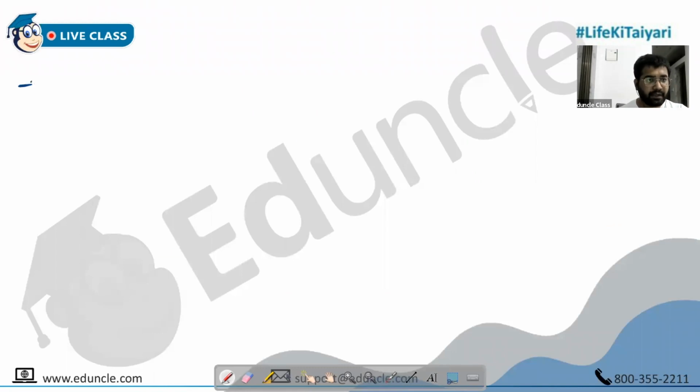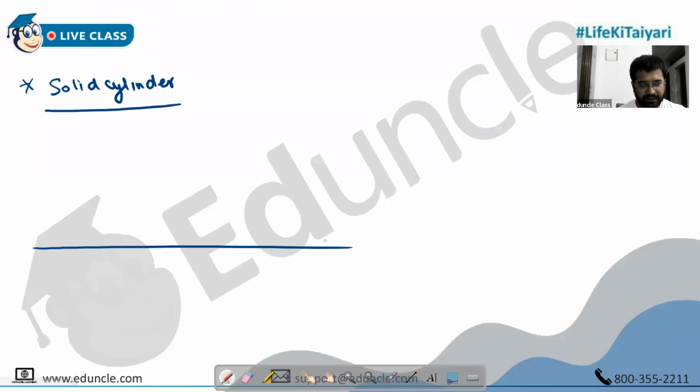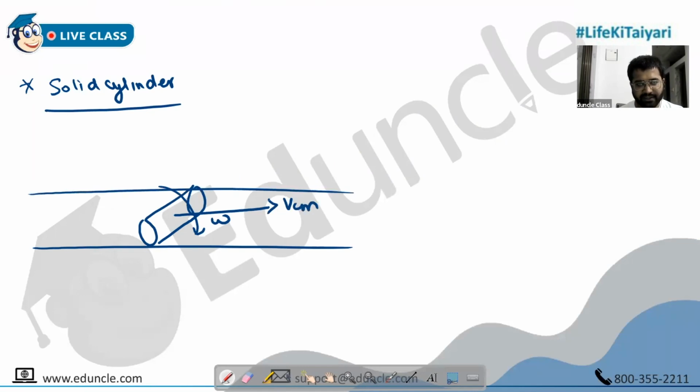So we can create anything. I think we took a solid sphere in the class, so right now we can take any random stuff. Hollow sphere, maybe solid cylinder, hollow cylinder, anything is fine. Let's take a solid cylinder. Let's say we have a cylinder like this, and it is rolling with angular velocity omega. It has a forward velocity VCM. Let's say this is a roll basically right now.